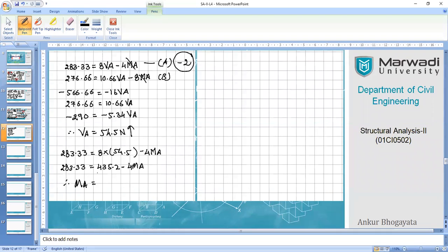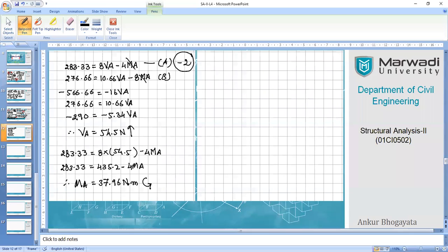283.33 minus 435.2, so that is negative 151.87, and divided by 4, that gives you 37.96. So 37.96 Newton into meter. Answer is positive, so obviously it is an anti-clockwise moment, right? So once you have worked out this, it is now easy for us to obtain the rest of the forces.